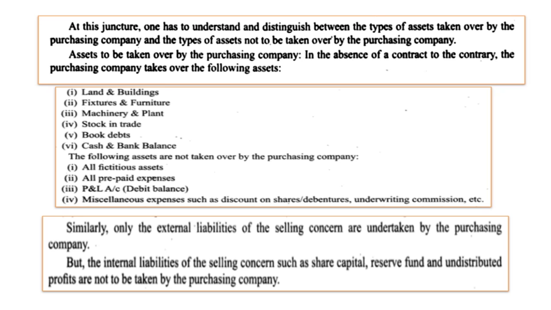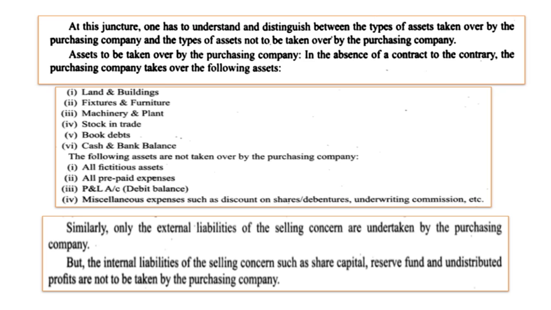Assets to be taken over by the purchasing company. In the absence of a contract to the contrary, the purchasing company takes over the following assets: land and building, furniture and fixtures, machinery and plant, stock in trade, book debts, otherwise called debtors, cash and bank balance. The following assets are not taken over by the purchasing company: all fictitious assets, all prepaid expenses, profit and loss account debit balance, miscellaneous expenses such as discount on shares or debentures, underwriting commission, etc.